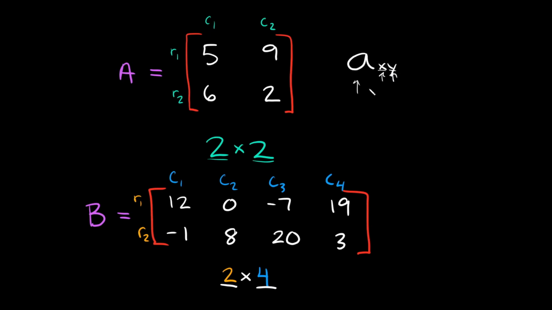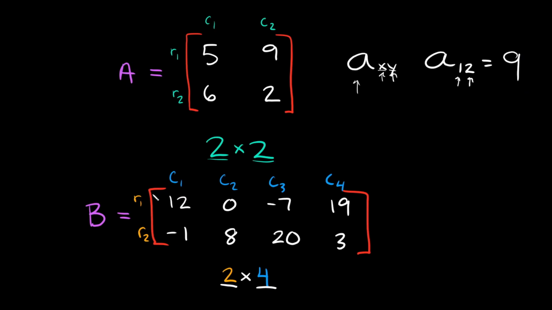So for example, if I wrote down a12, what number am I talking about? Well, this is row 1, column 2. So we would be talking about the number 9 right here. So a12 would be equal to 9.